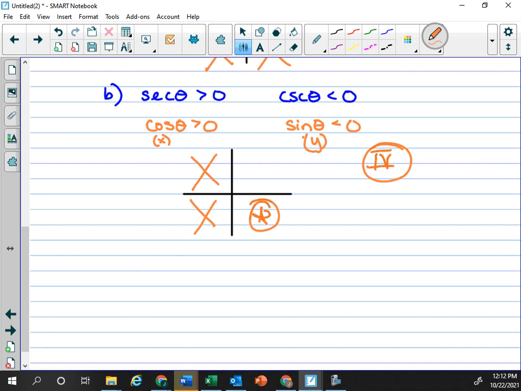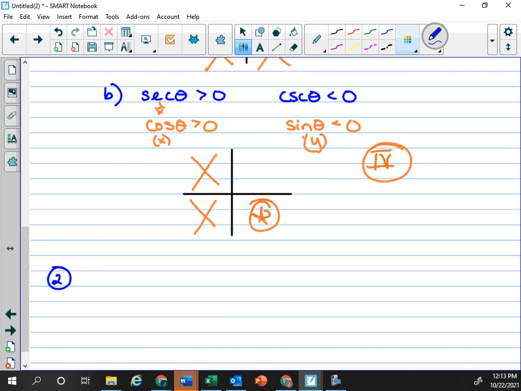Questions so far? Yeah. If you didn't change the cosine to 0, how would you solve that? If I left it as secant? Yeah. That's fine. That's just 1 over x. You're still looking at the x value, though. Reciprocal of it doesn't change the sign as far as positive or negative. Okay.